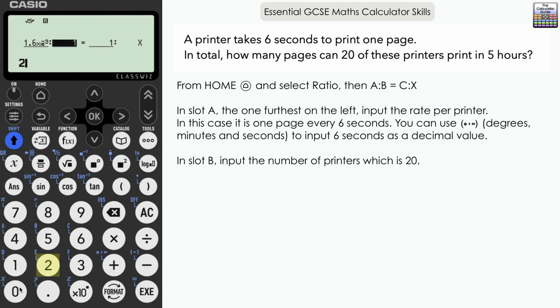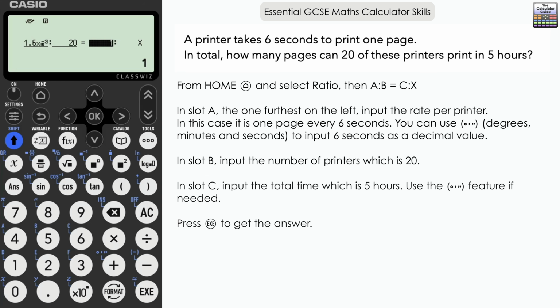So we're relating that to now 20 machines. The rate is 6 seconds per page for 20 printers. How many will they be able to produce in 5 hours? Well, that's 5 shift time button hours. Execute, and there's our answer, straight to our answer there, 60,000 pages.